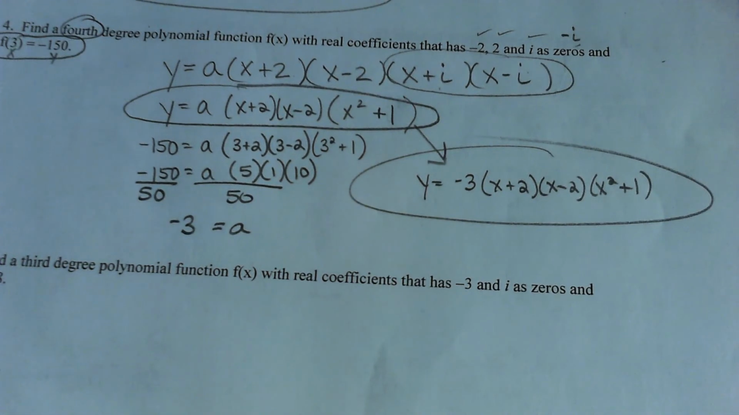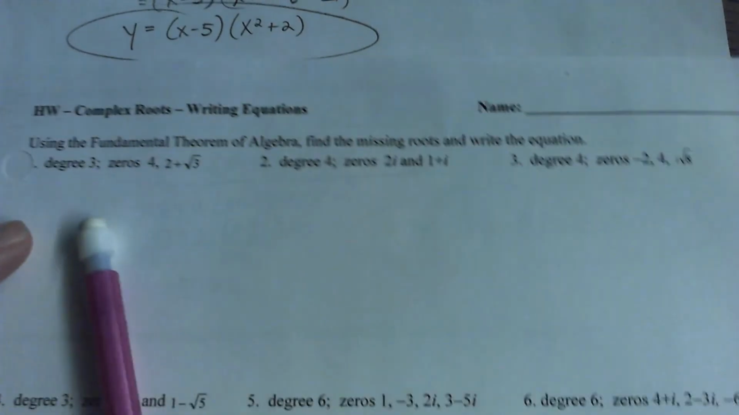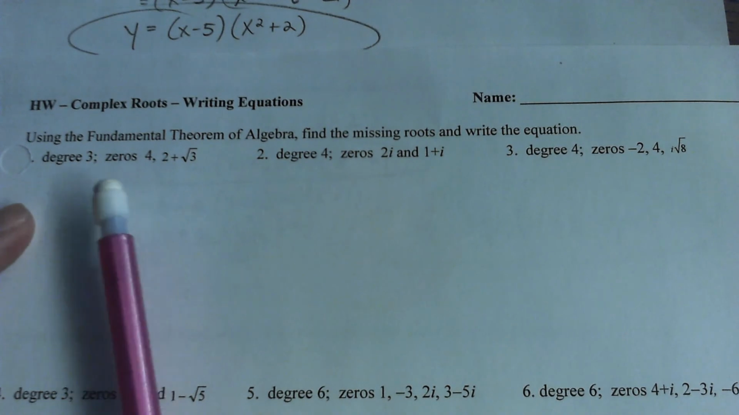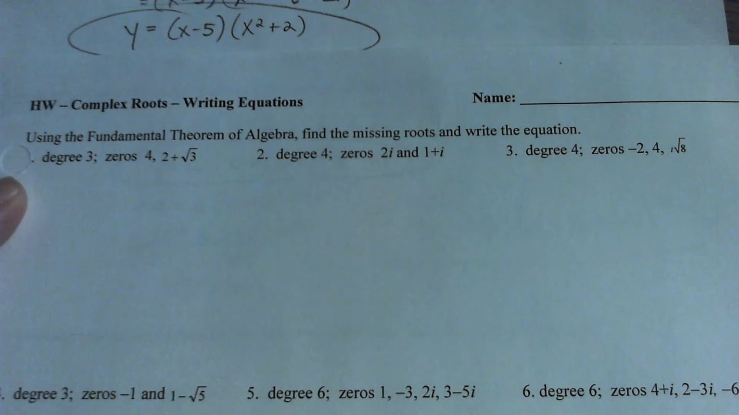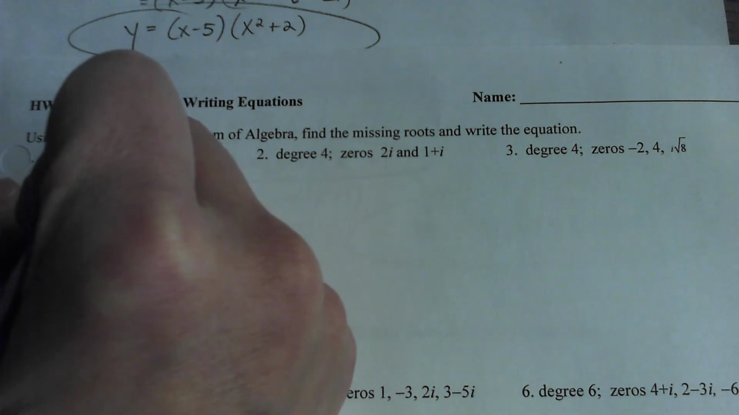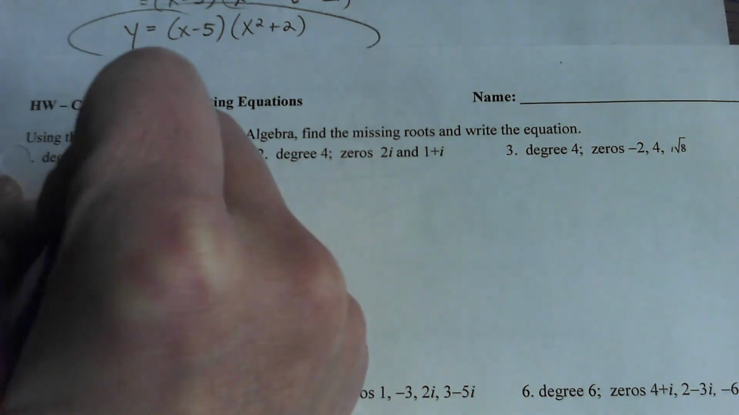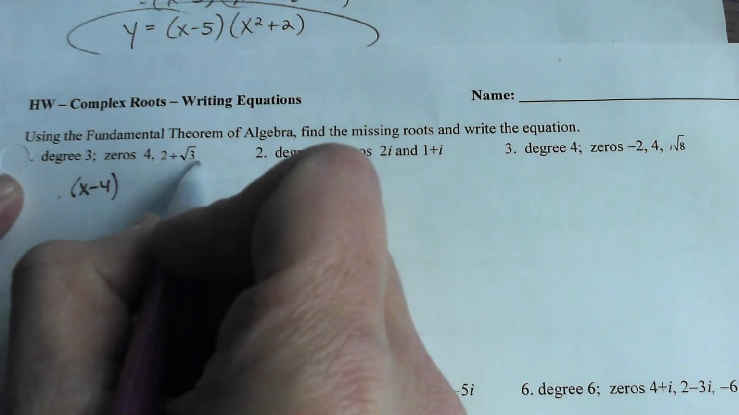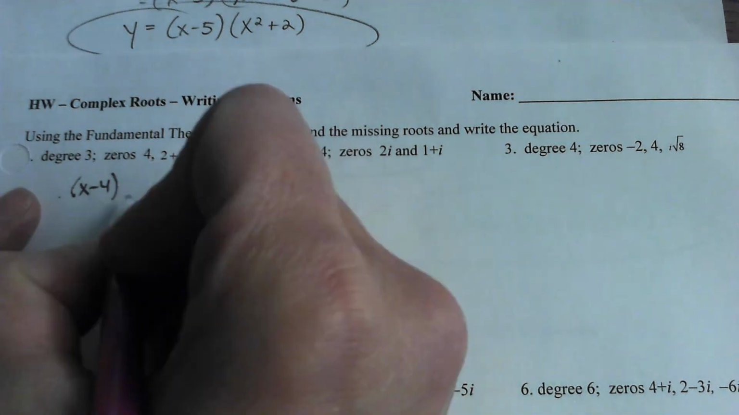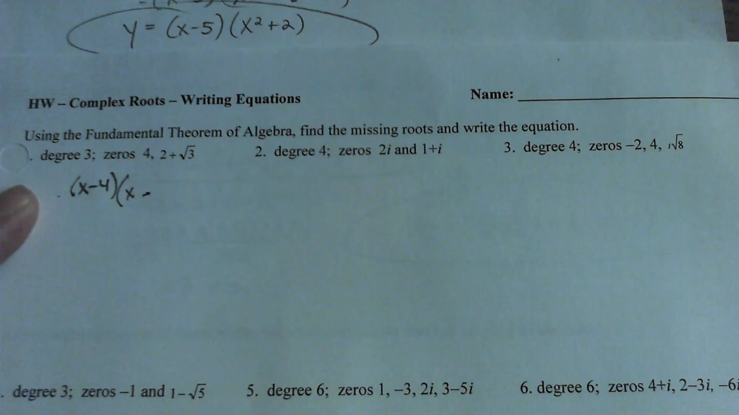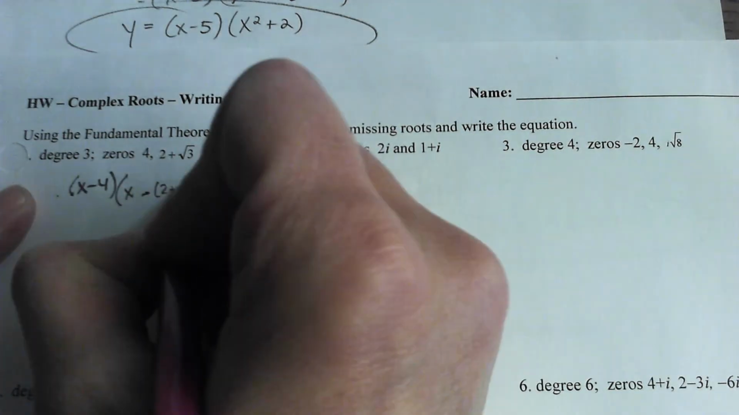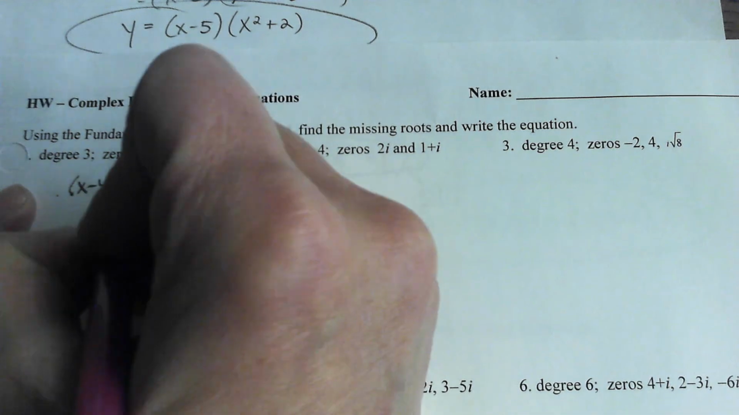The one thing that really didn't come up, and I want to talk about it first, is on this first example. Your degree is 3, so you have a 0 at 4, right? So what's the factor? X minus 4. You have a 0 at 2 plus root 3. So when you do x minus that root, because it's a binomial, it has to be 2 plus root 3 in parentheses, and you have to distribute that, yes?